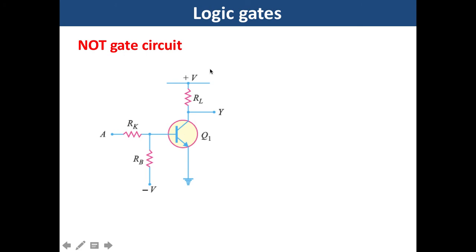So here you will get the positive voltage, plus 5 volt, when A is ground. But when A is connected to positive, or if we apply the voltage plus 5 volt here, then your transistor will turn on.